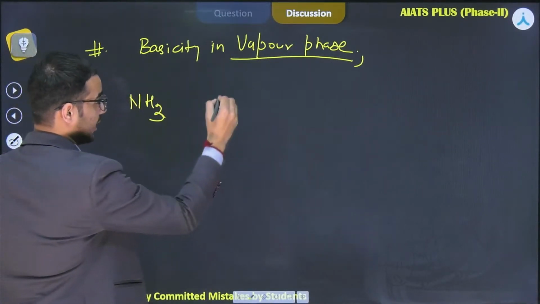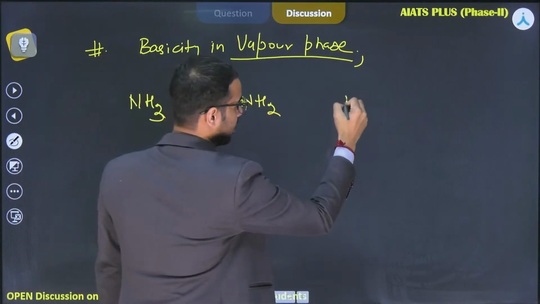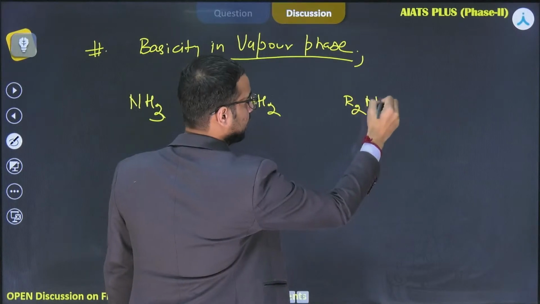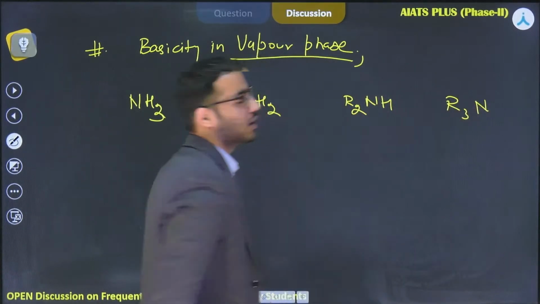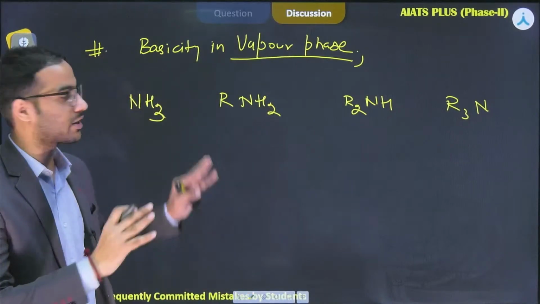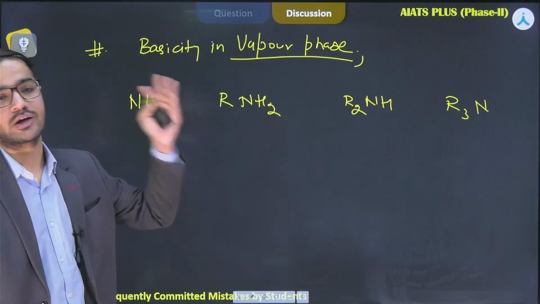Or you can take RNH2, or you can take R2NH, and the third one is R3N. And please clarify, guys, I'm just clarifying that R is an electron donating group over here, not an electron withdrawing.